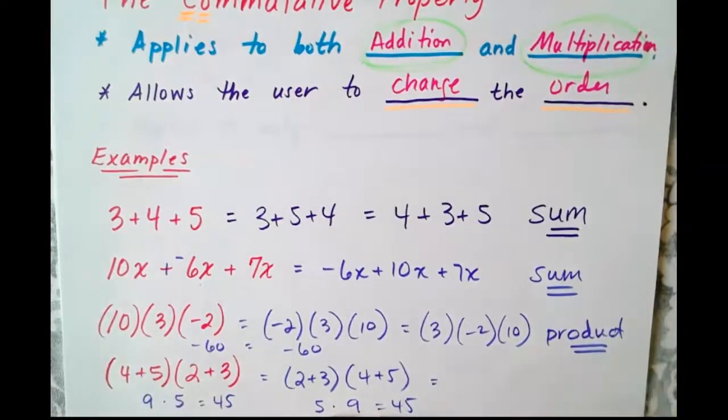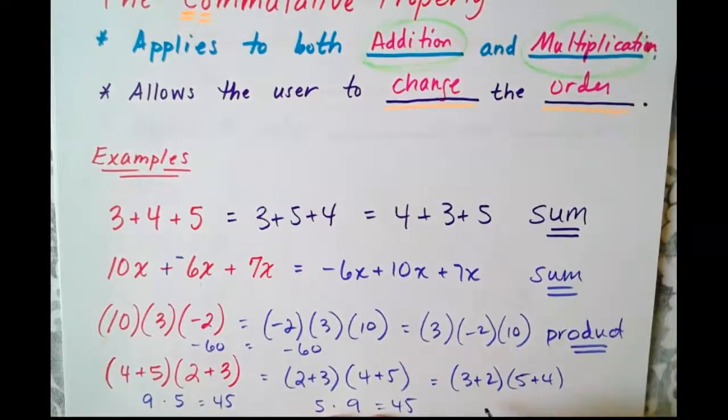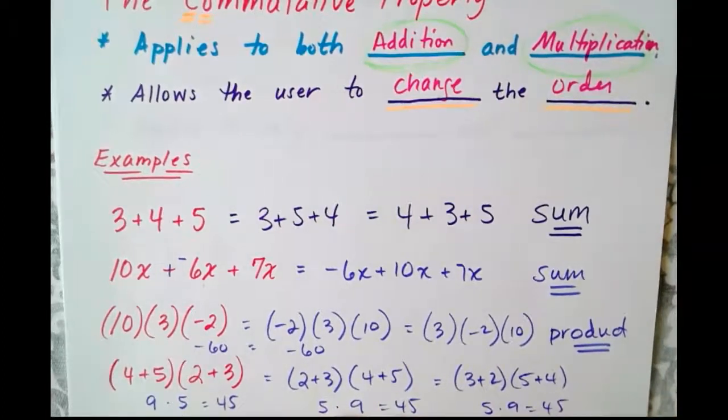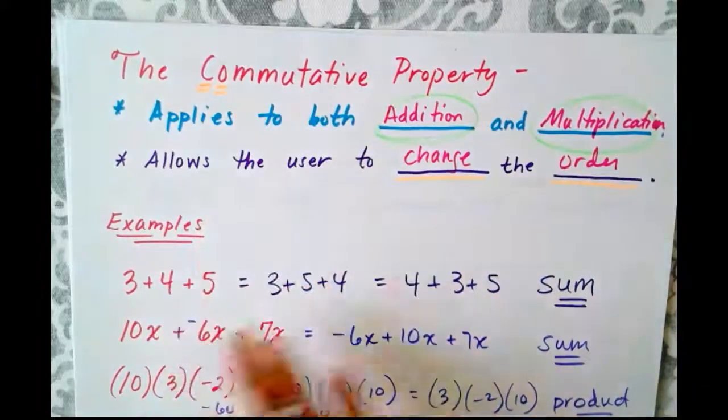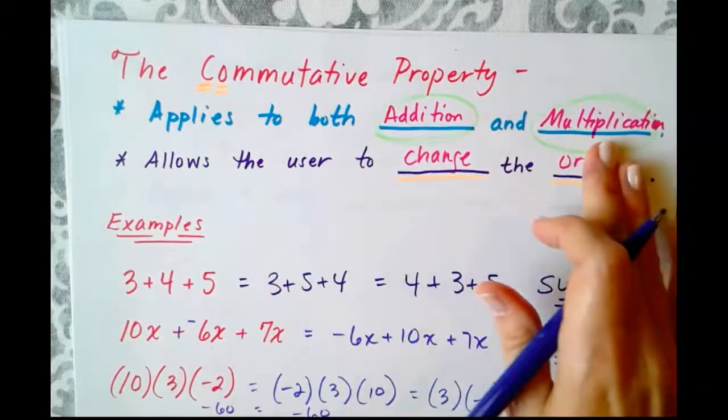We could even flip them inside the parentheses. 3 plus 2 times 5 plus 4. It's still 5 times 9, which is still 45. So we can change the order using the commutative property. It applies to addition and multiplication.